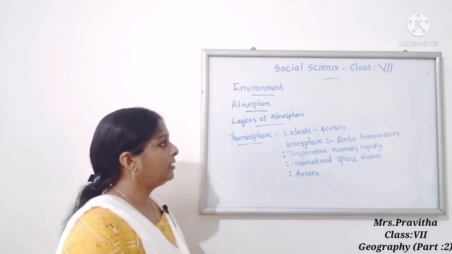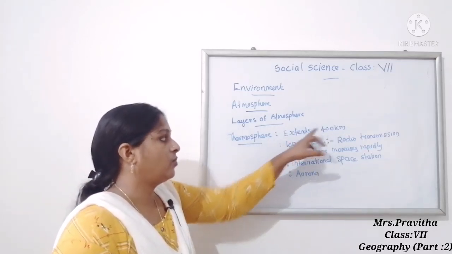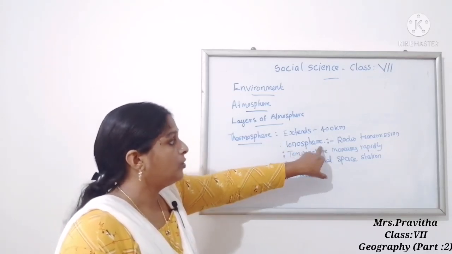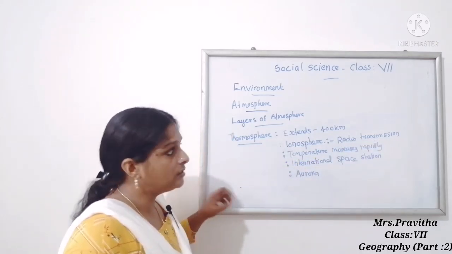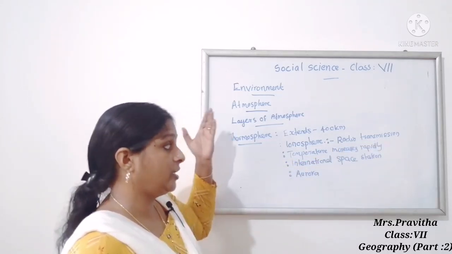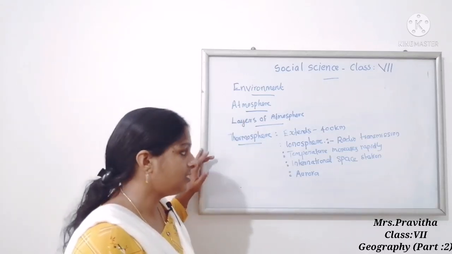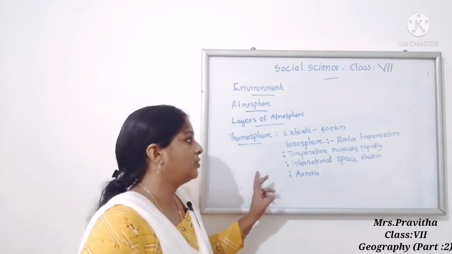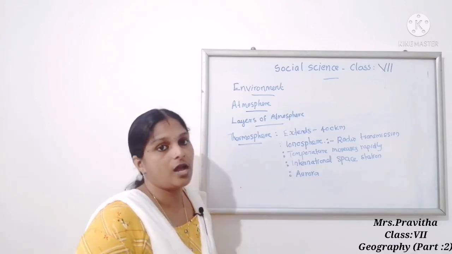So these are the main points about the thermosphere. Thermosphere extends 400 kilometer. This layer is also known as ionosphere. Due to ionosphere, radio transmission is available on the earth. In this layer, temperature increases rapidly. Then the international space station orbits in this layer, and a beautiful phenomenon of light in the sky occurring in this layer, thermosphere, is known as aurora.